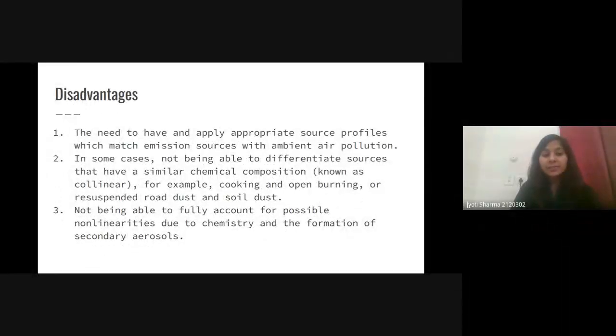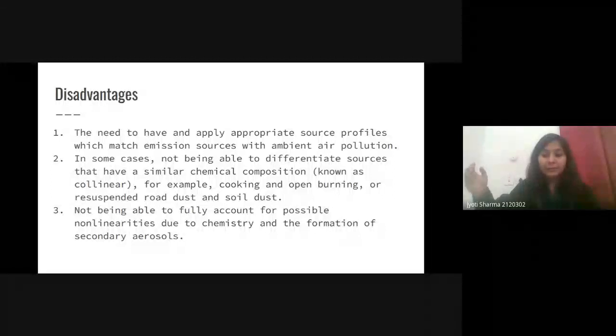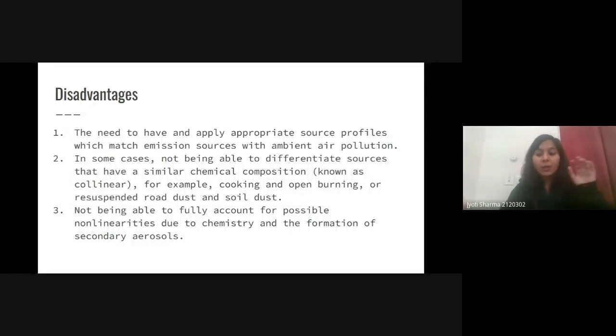And the disadvantage is the need to have and apply appropriate source profiles which match emission sources with the ambient air pollution. So every time you have to match the chemical characteristics of the pollutant that you have in the atmosphere to the chemical composition of the pollutant that has been released from the emission source. So you have to match it somehow.